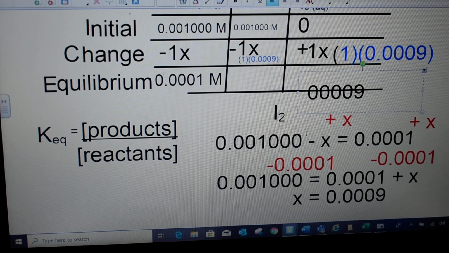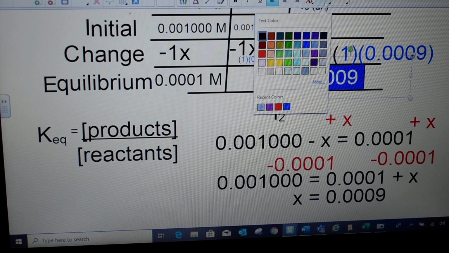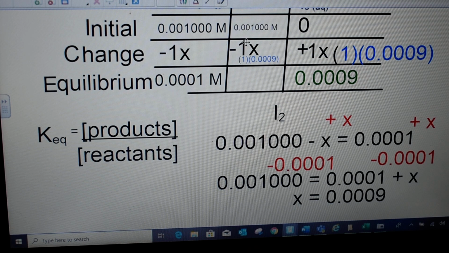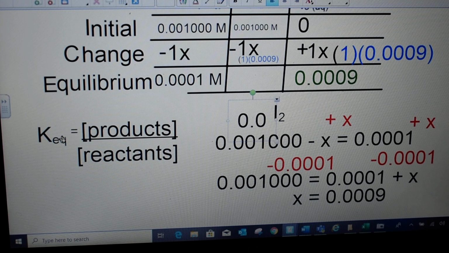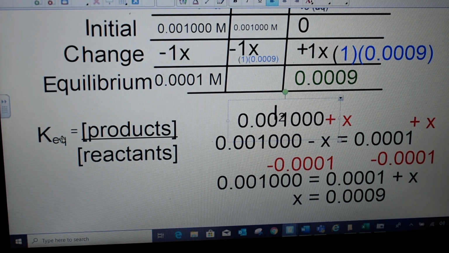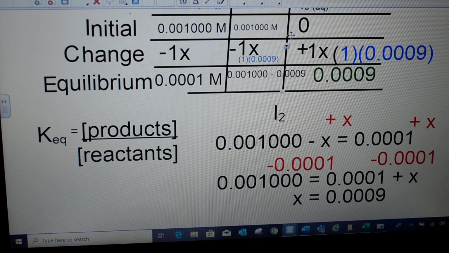Alrighty, let me put that in, and I'm going to put that in green just to show that that's what we just calculated. Okay, and then over here I'm going to start with 0.001 minus 0.0009. All right, let's put that in here. I know, tiny font, but move this over a little bit. All right, tiny font. There we go.